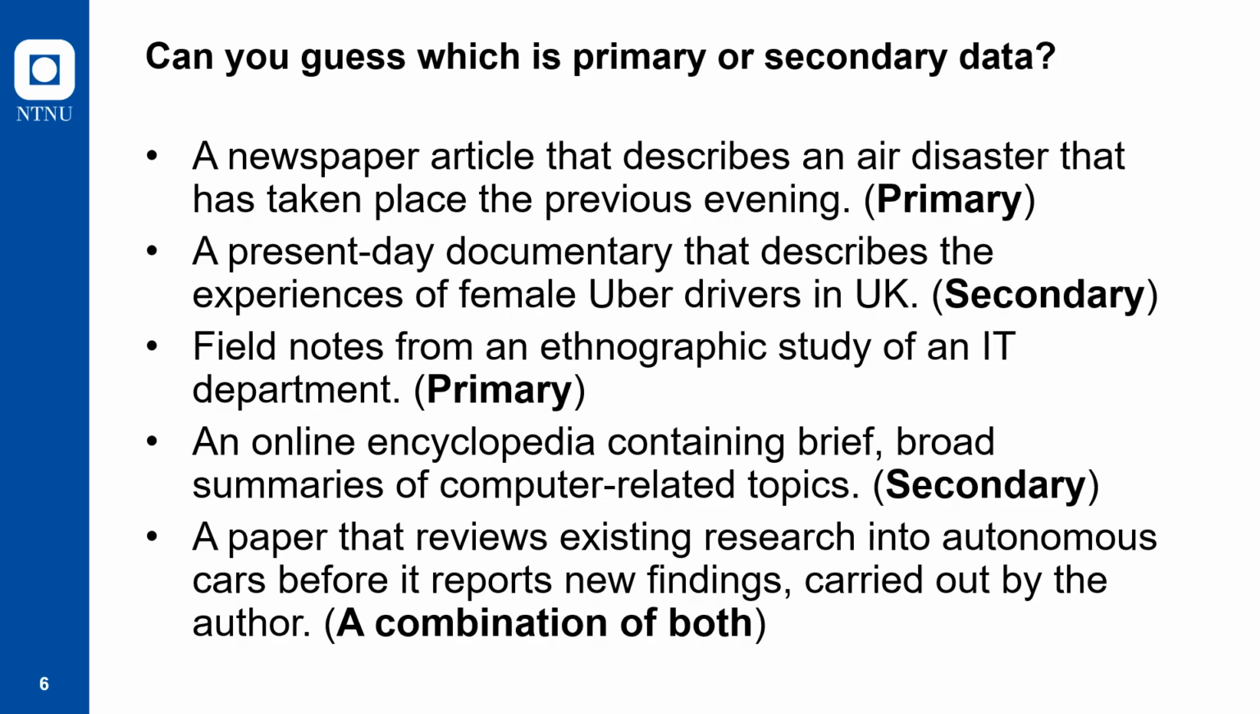The examples that are labeled primary, on the other hand, represent data that have not undergone much interpretation. For instance, a news article from an event that happened the day before will most probably contain some empirical facts about the event. The same is true about field notes from a study, which are often written intentionally with minimum interpretation. The last example shows a combination where the review of the literature can be labeled as secondary, while preliminary findings presented in a conference can be labeled as primary.